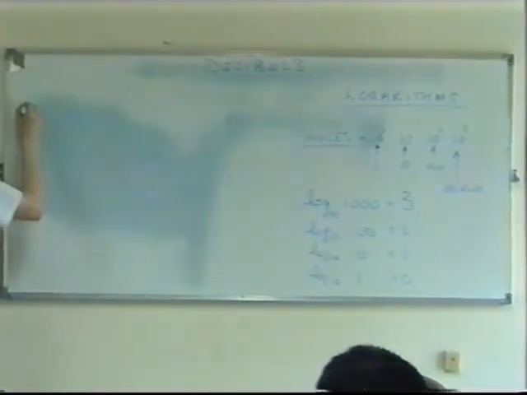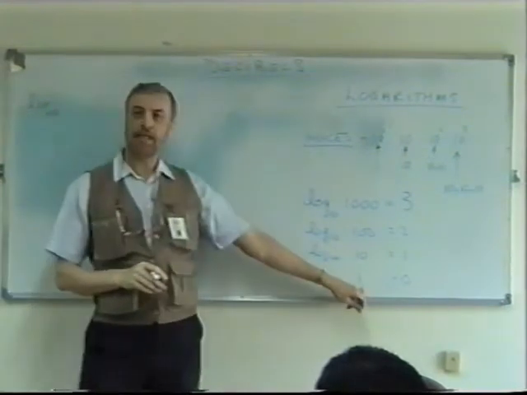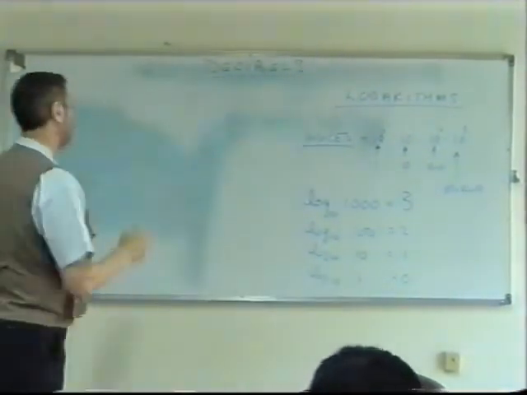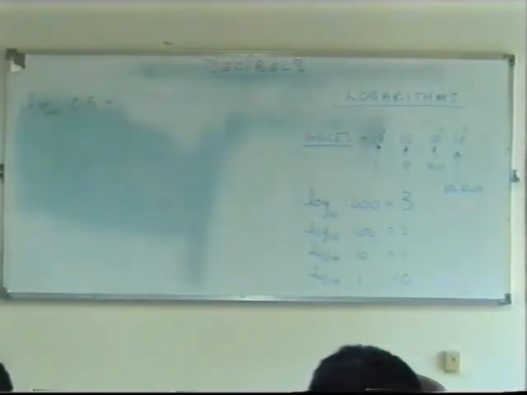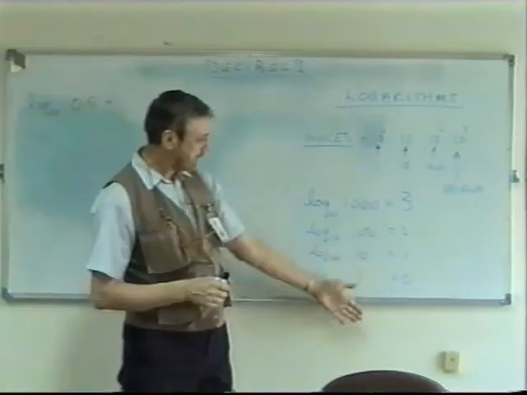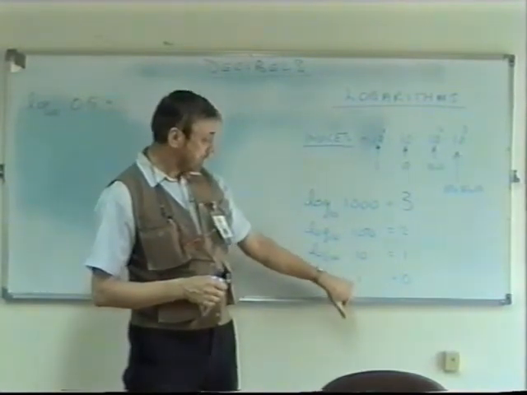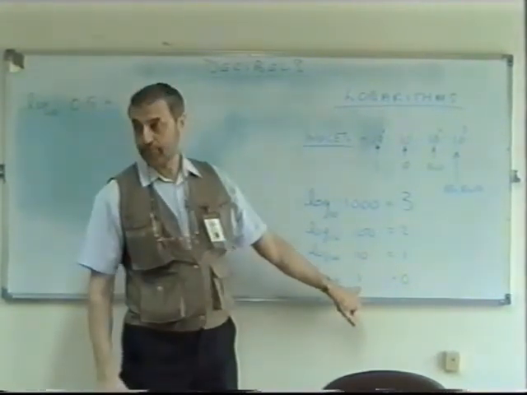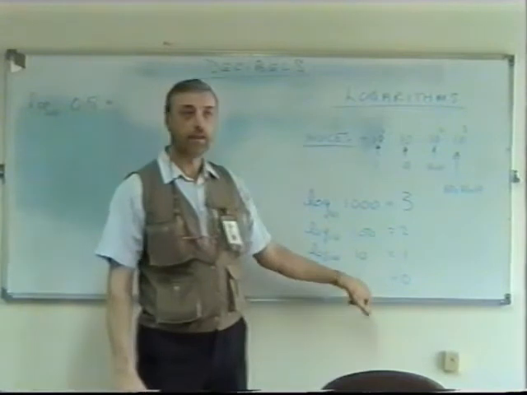But what if I take the logarithm to the base 10 of a number less than 1? For example, 0.5. Now here we're dealing with positive numbers, and these are whole numbers, aren't they? But what if I go to a number less than 1, such as 0.5? The logarithm of 0.5.